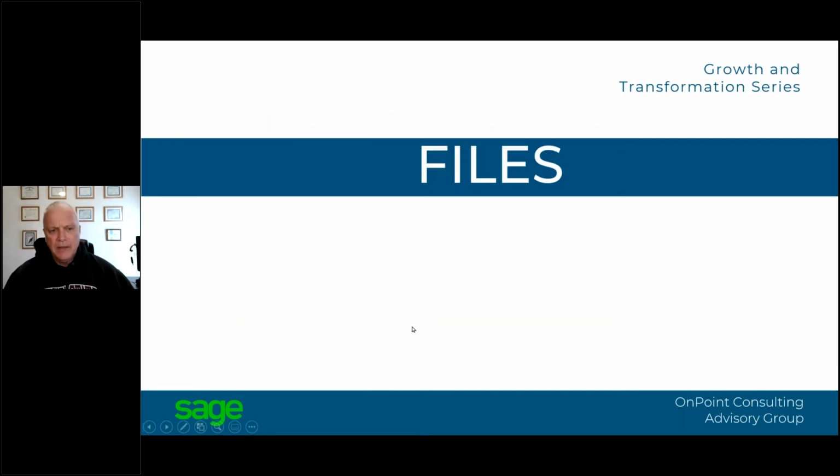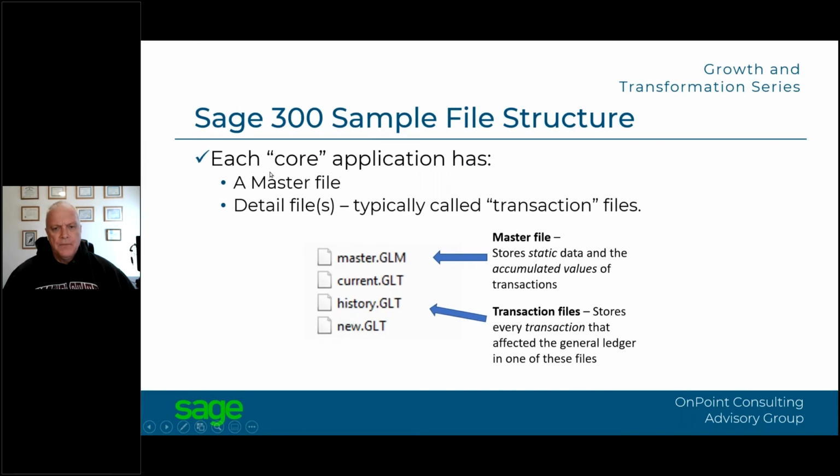A little bit about files, all right? In Sage, your core application has two types of files. If you don't remember anything from today, burn this into memory. Each core application has a master file and then a collection of detail or transaction files. That's so important for report writing. The master file, for instance, your master GLM, general ledger, stores two types of information. It's got static data: the account number, the account name, the account type. Static stuff that doesn't change, all right?